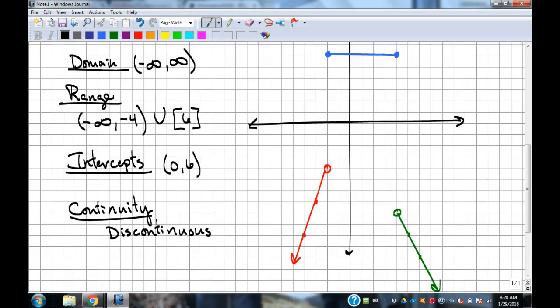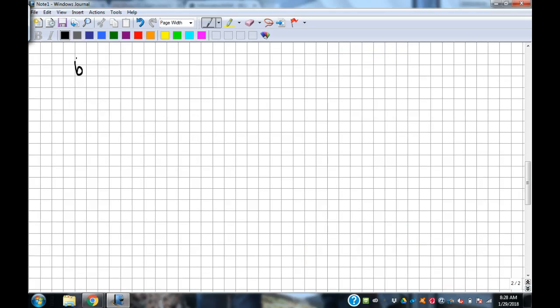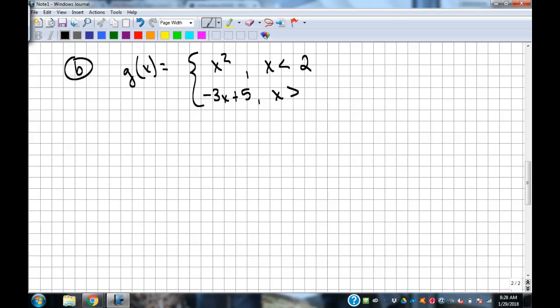All right. So let's look at another one, maybe a little bit more college level. Example B. G of x equals x squared, and x is less than 2. Negative 3x plus 5, and x is greater than or equal to 2.